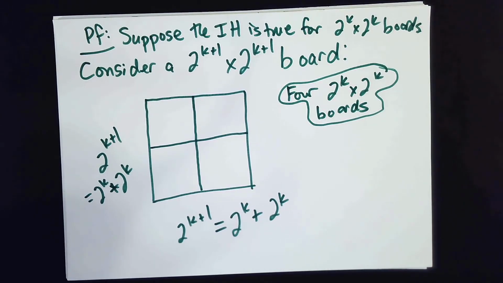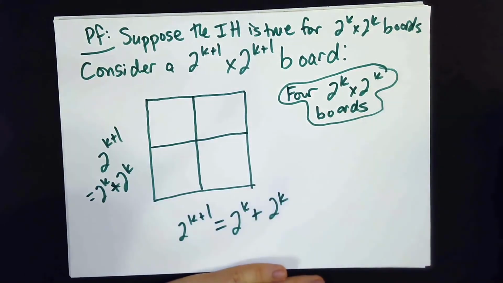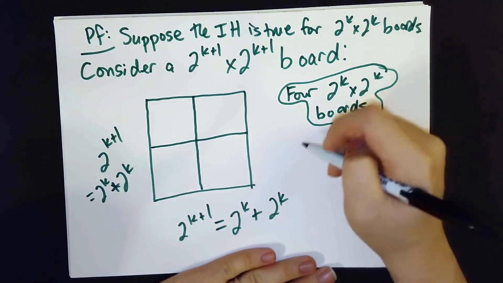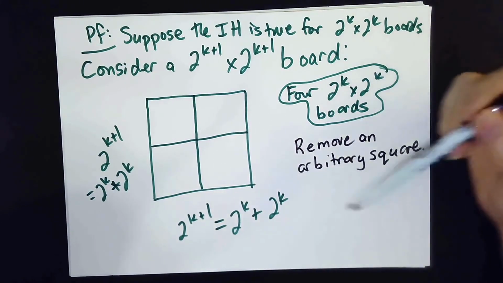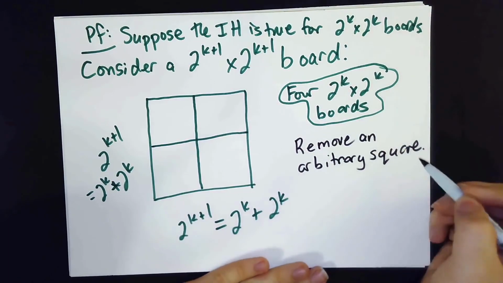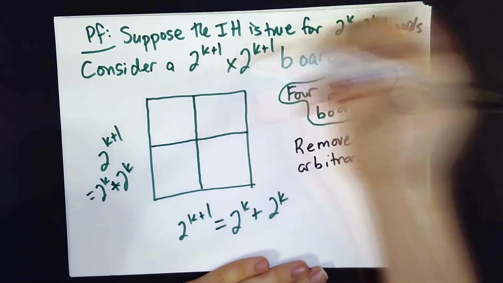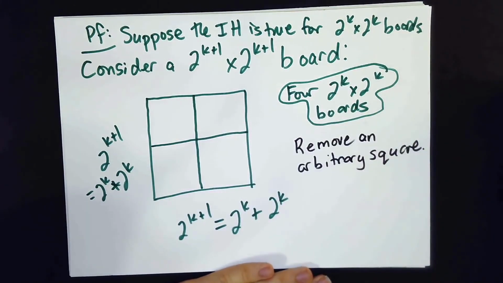And so, unless I can make a 2 to the k by 2 to the k board appear, then I can't use the inductive hypothesis, and there's no way I can possibly prove this. But we don't have that problem. We have our 4 2 to the k by 2 to the k boards. Now remember, we don't get a choice about what square we remove, but we have to remove a square. And so that's what I'm emphasizing here with an arbitrary square. I can't say, like, knock off the one in this corner. I need to prove this no matter which square I happen to have removed.